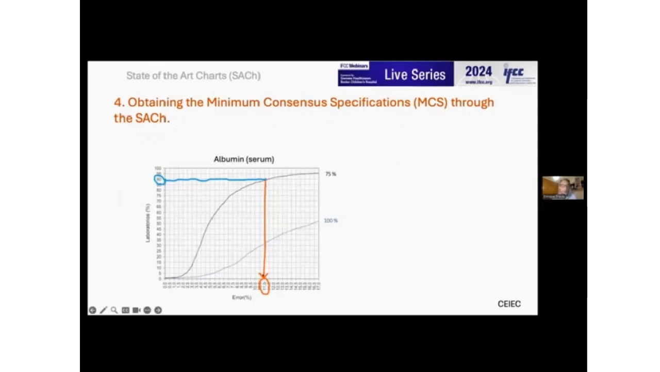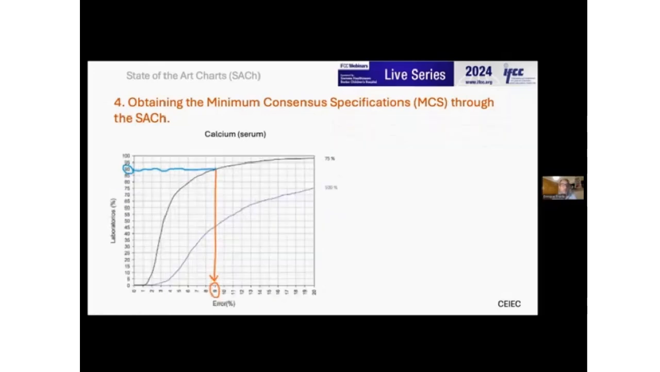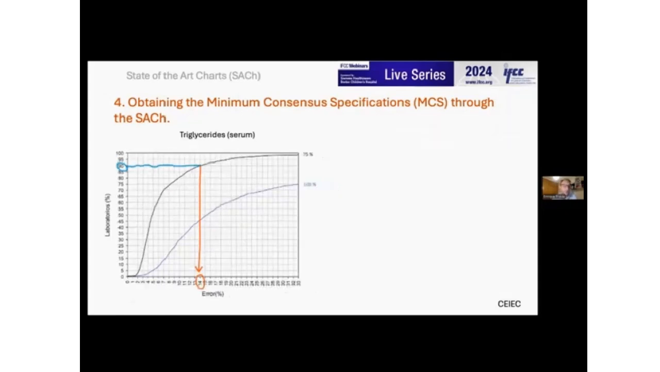Let's do the same exercise with calcium. We draw our line from 90%, reach the 75%, and go down to the x-axis. In this case, we obtain not 9, but 9.1% in the graphical representation. And to conclude with the examples, we have triglycerides. We do the same exercise at 90%, reach the 75%, and this way go down to the x-axis and find that the specification would be 14%.